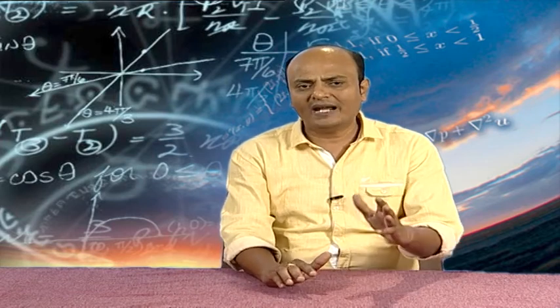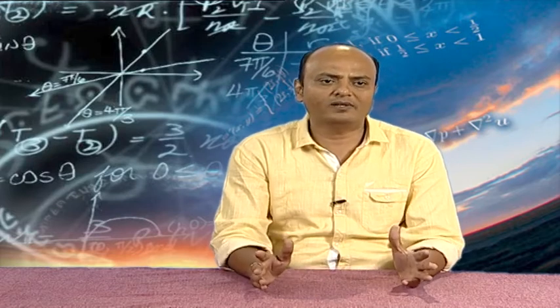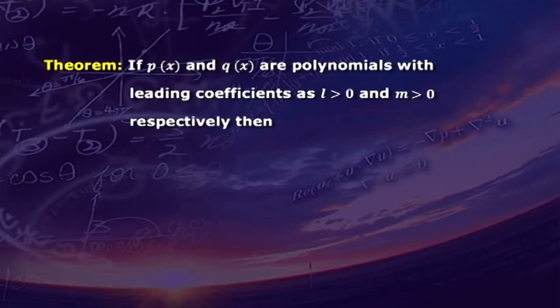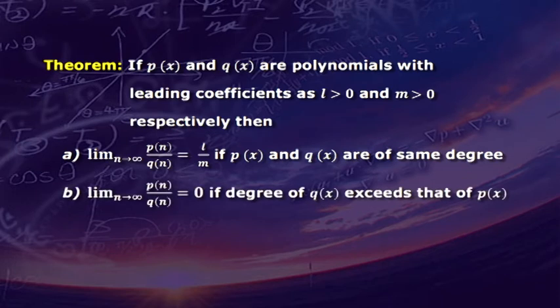The technique used in this example can be used to derive a general result about the limit of a quotient of any two polynomials. Theorem: if P(x) and Q(x) are polynomials with leading coefficients L greater than 0 and m greater than 0 respectively, then A: limit of P_n over Q_n will be equal to L over m if P(x) and Q(x) are of the same degree. B: limit of P_n over Q_n will be 0 if the degree of Q(x) exceeds that of P(x).